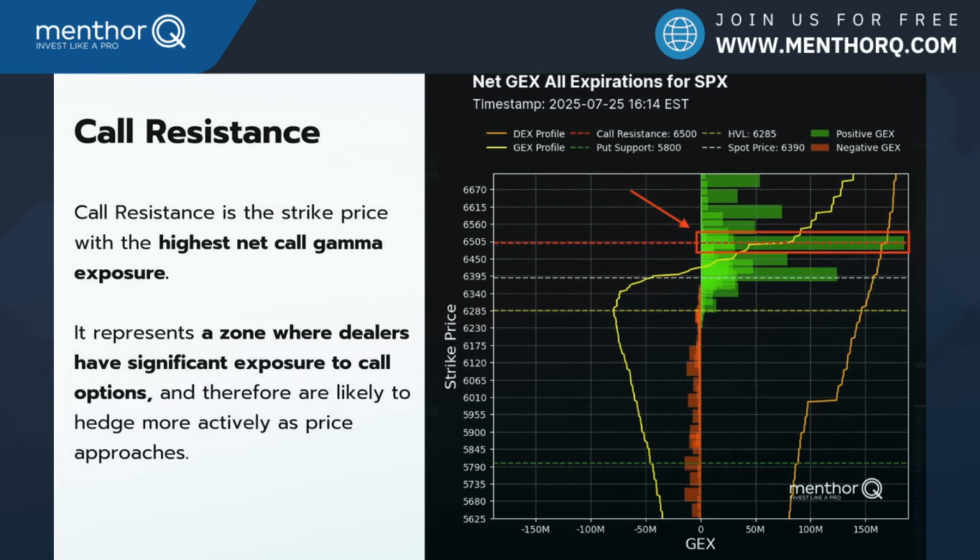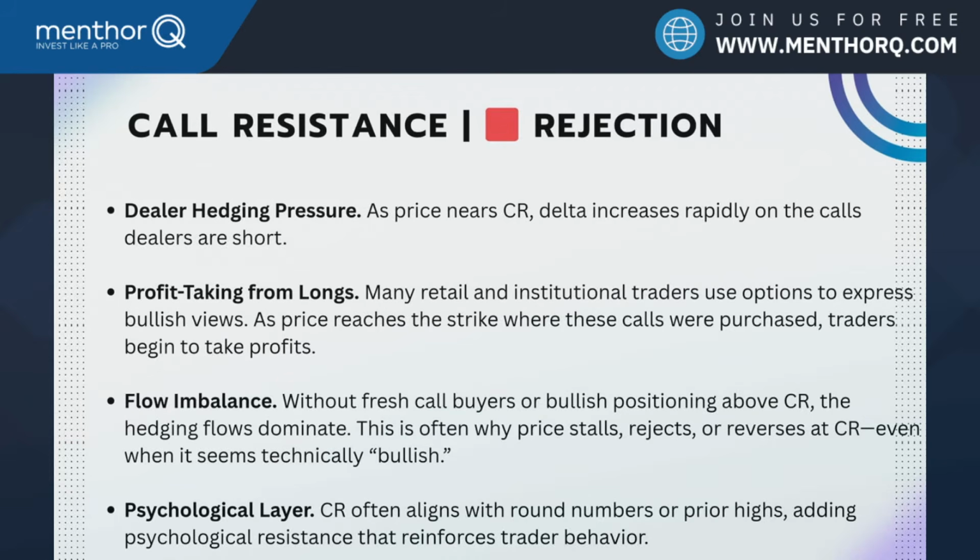Right. Now let's walk through some of the scenarios of what could happen when the price approaches the core resistance, right? So the first scenario is what we call a rejection, right? When the price rallies into the core resistance, it's approaching a zone with the highest net call gamma exposure.